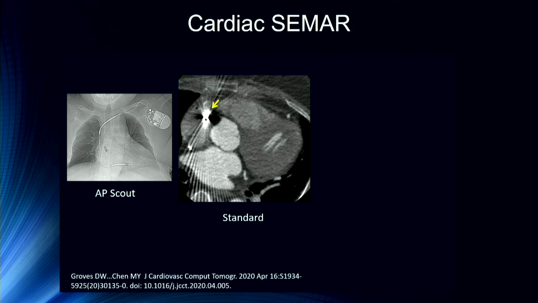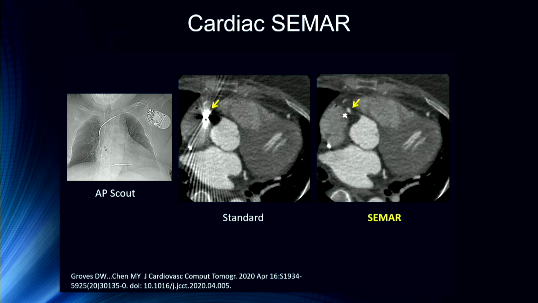So here's an example. Patient with an ICD, and most frequently, the right atrial lead can obscure the right coronary artery, as in this case. We can apply cardiac SEMAR, and now we can visualize that proximal right coronary artery.